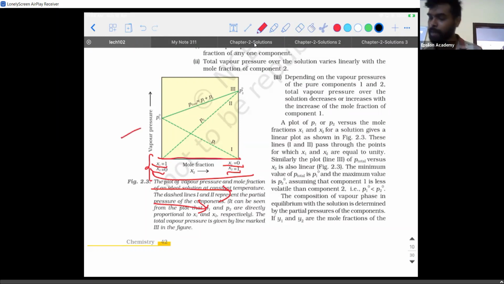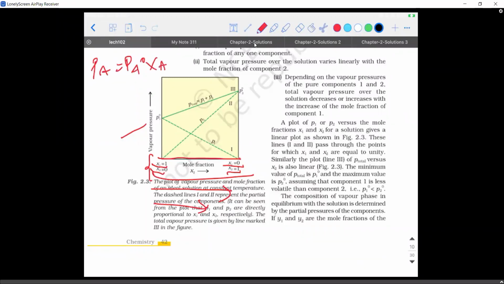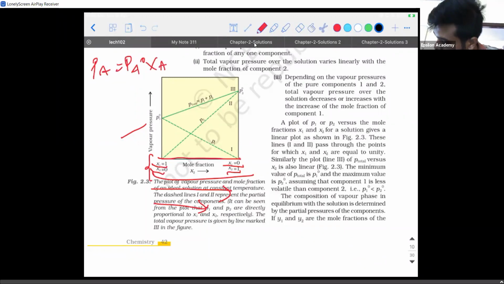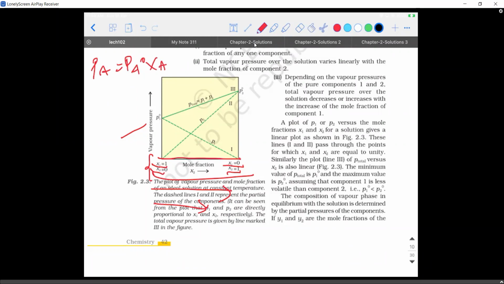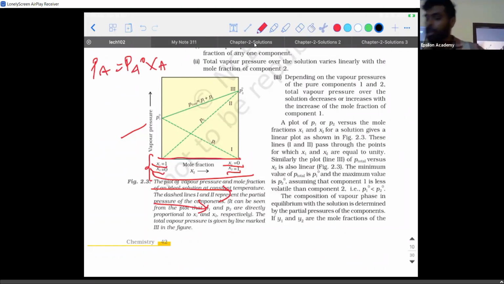And the y-axis is the vapor pressure. Now if you look at the equation for Raoult's law, PA is equal to PA naught into XA. So let me write it here. PA is equal to PA naught into XA. Just set the formula. Okay, right. So PA is equal to PA naught into XA, and this is on the y-axis, PA or the vapor pressure.